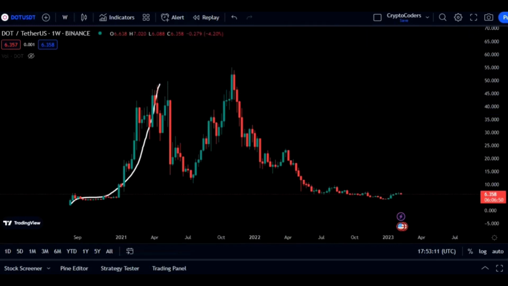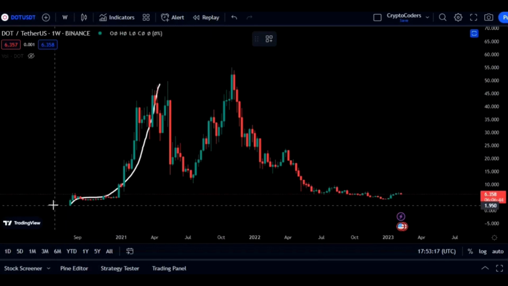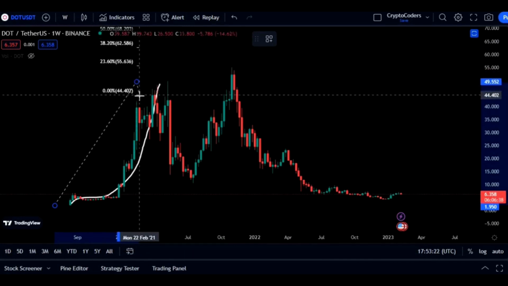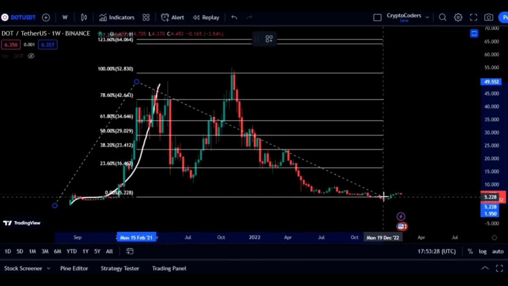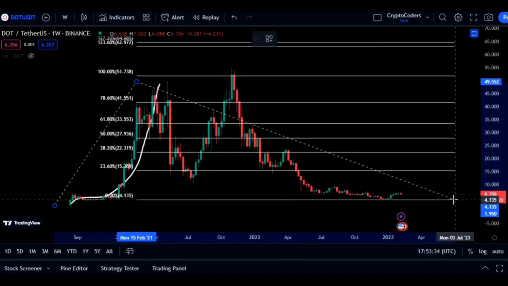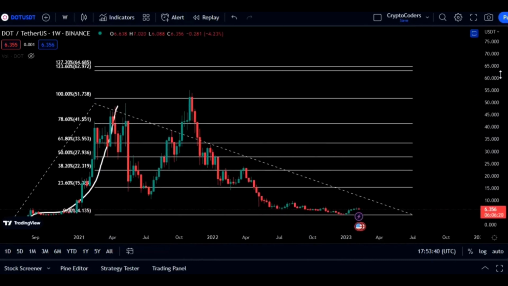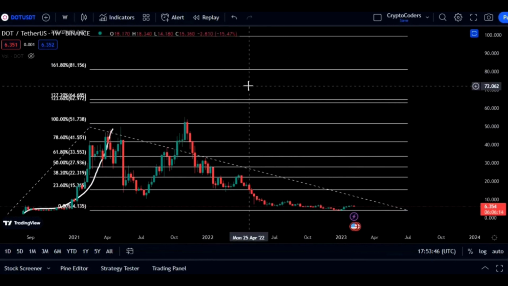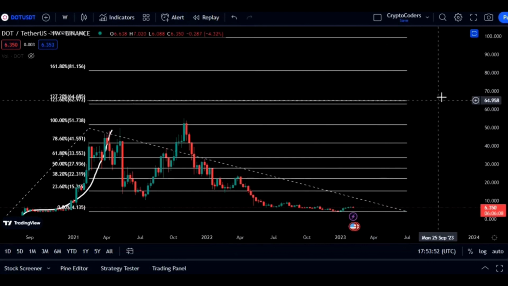So the way to calculate our targets for wave 3 is, we go to the start of wave 1 and to the high of wave 1 and then to the low of wave 2. Right now we are considering this as the bottom, as the low of wave 2, somewhere around here. So the target for our wave 3 is the 161.8% fib level, which is the ideal target, or at least the minimum target for a wave 3.